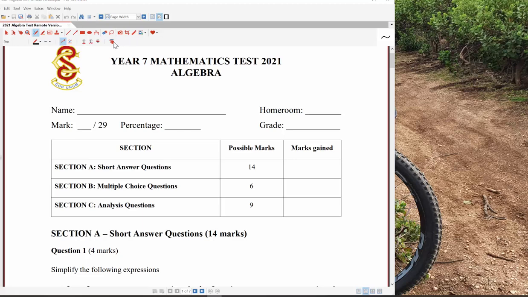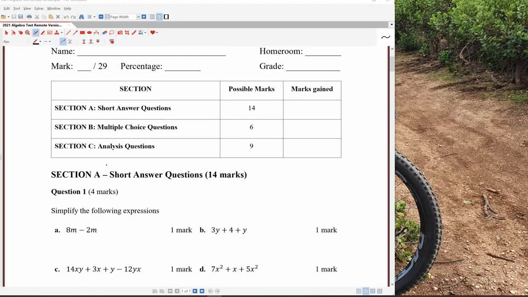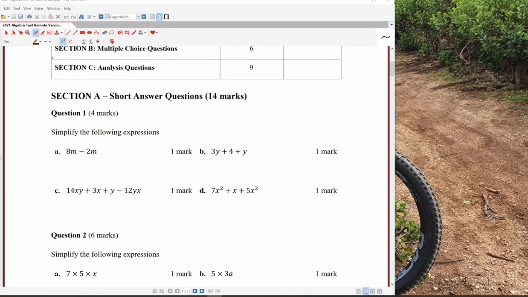In this video we'll walk through the algebra test solutions. So let's get stuck into it. So the first question was simplifying using addition or subtraction. So the rule is that you can only add together or subtract from each other like terms.